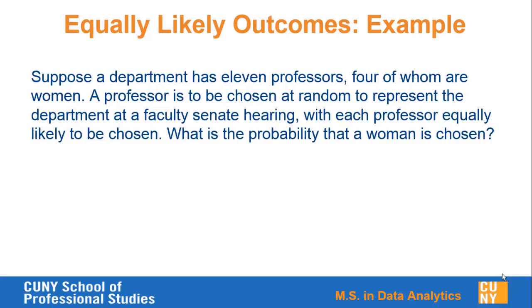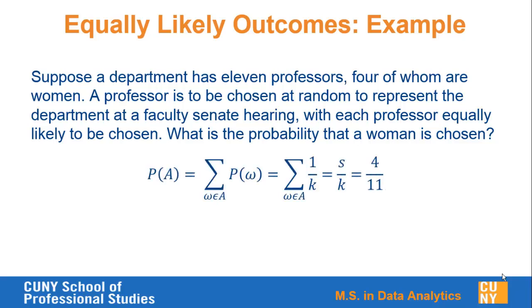As an example, suppose a department has 11 professors, 4 of whom are women, and a professor is to be chosen at random to represent the department at a faculty senate hearing, with each professor equally likely to be chosen. College politics would suggest that it's pretty rare that each professor is actually equally likely to be chosen, but we'll make that assumption here. So what is the probability that a woman is chosen? Well, that event includes 4 outcomes, 4 out of 11, and so the probability that a woman is chosen is 4 divided by 11.